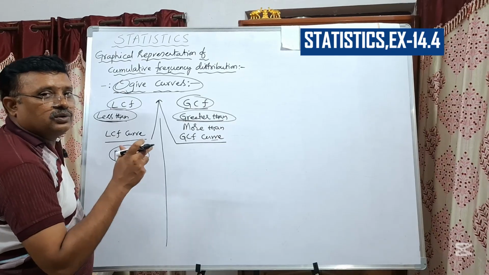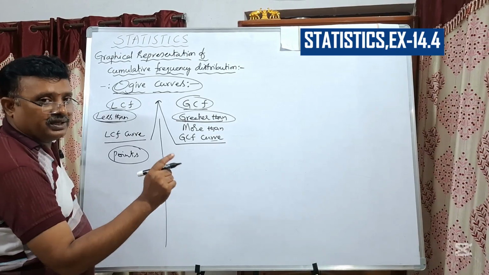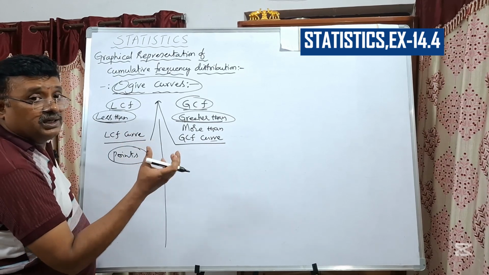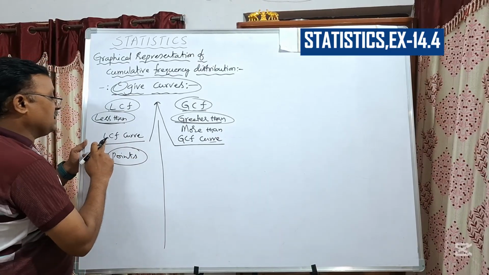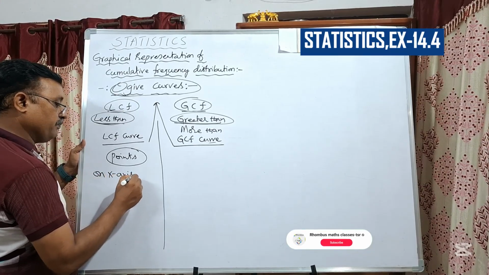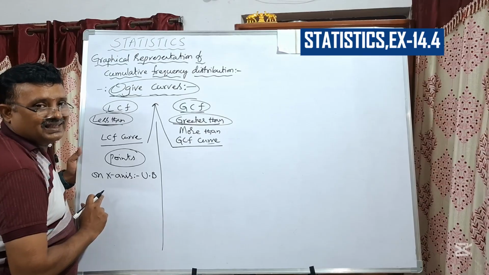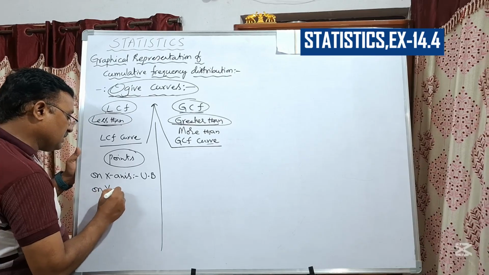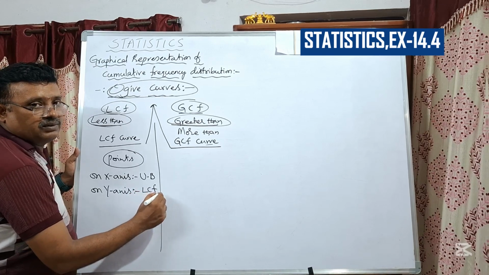So how to get the points? As I told you before, representation with respect to the x-axis gives the x coordinate, and the y-axis gives the y coordinate. So x coordinate and y coordinate together give us points. But how will they come? Listen, under this LCF curve, on the x-axis, this is an important point: on the x-axis we will take the upper boundaries of the class intervals. Please remember this carefully. As well as on the y-axis we will take LCF values, less than cumulative frequency values.